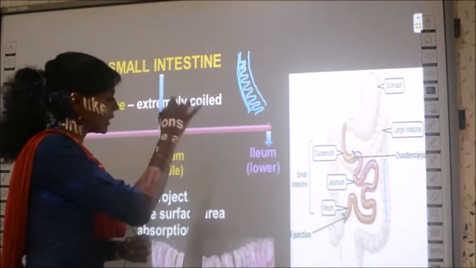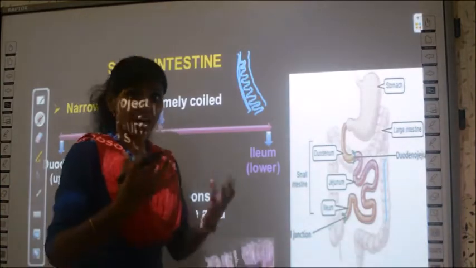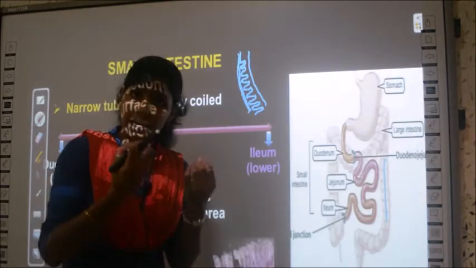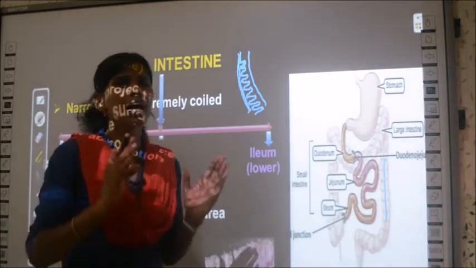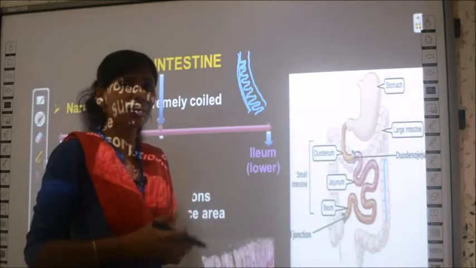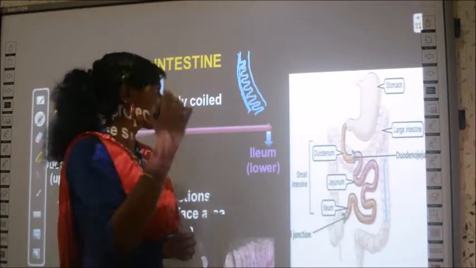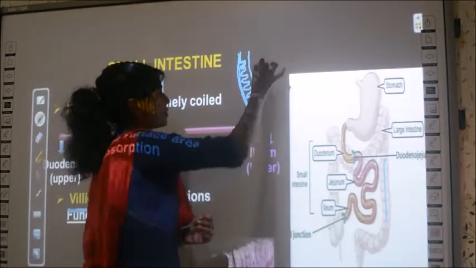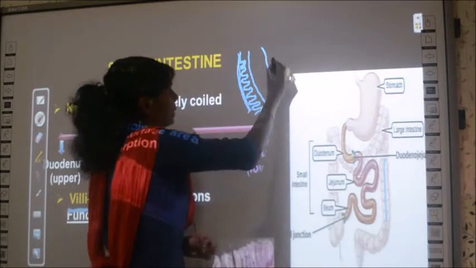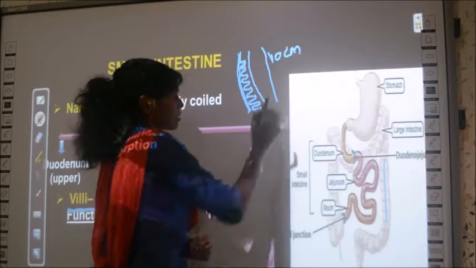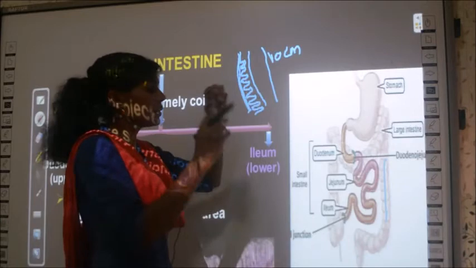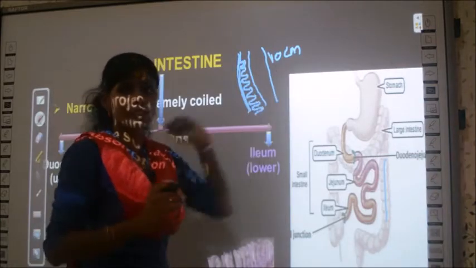Suppose it is very straight. I told you the function is absorption, right? If you have a small surface, there is less absorption. Here you have a large surface area. How can you call it a large surface area? Suppose instead of this structure you have a straight structure. Take a scale and measure it. Say for example it is 10 centimeters. I am talking about what will happen if there is no villi. If you have a straight tube, then it will be 10 centimeters.